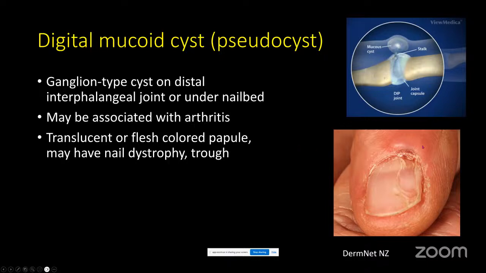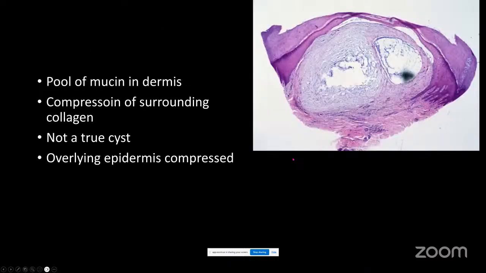And sometimes it's flesh colored, sometimes it gets a little warty because it's maybe being rubbed and traumatized and getting some LSC and stuff on it. So it can present in different ways. But histologically, basically, you get a big pool of mucin. It's a pseudocyst. It's not a real cyst because it sort of compresses the collagen as it gets spewed into the collagen. You have this big pool, and it acts as a space-occupying lesion. You can see it compresses the overlying epidermis. Sometimes this can be a little ulcerated and crusted.